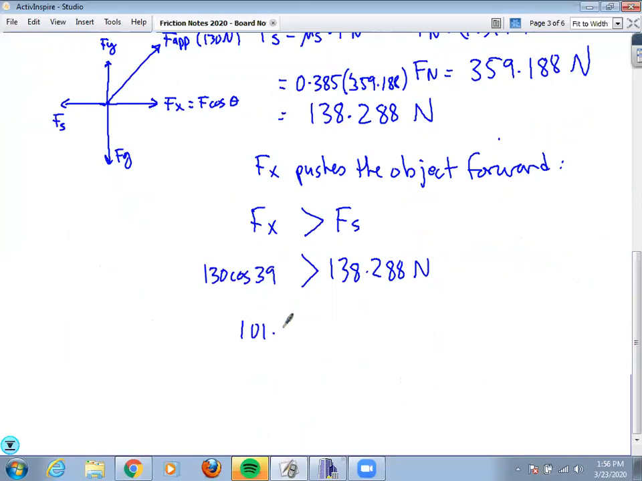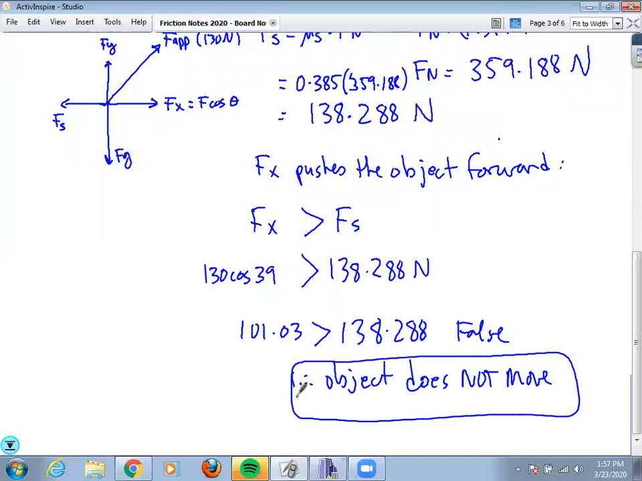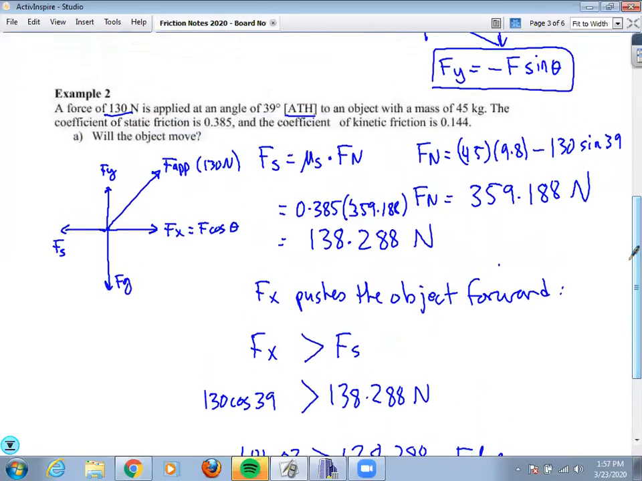So 101.03, is that greater than 138.288? This is false. Therefore, the object does not move. You have to push harder with more force. So hopefully that gives you an idea of how we apply the two-dimensional aspect of an applied force.